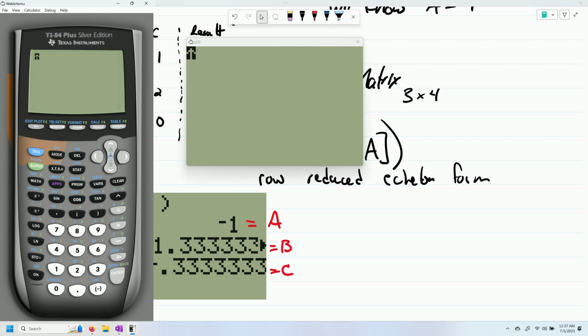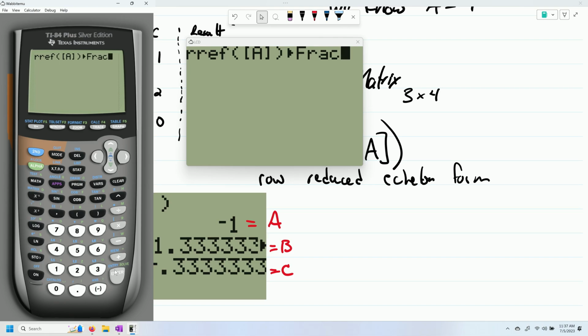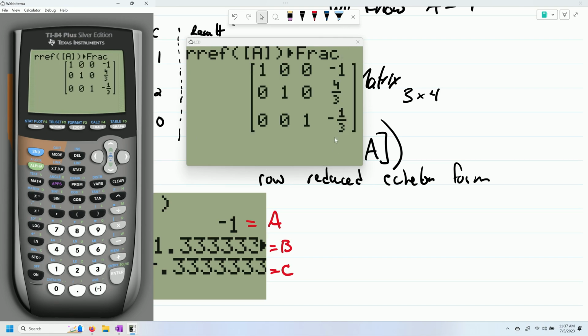We're going to do this again, row reduced echelon form of matrix A, except with the answer as fractions. And when you do the answer fraction, it's going to tell you exactly what they are. So for us, A equals -1, B equals 4/3, and C equals -1/3.